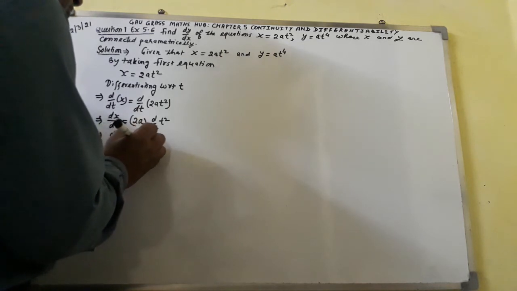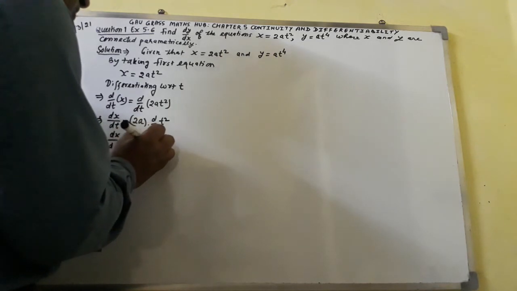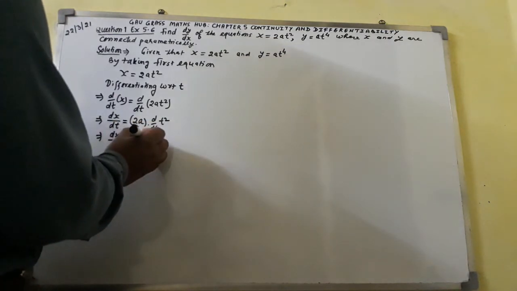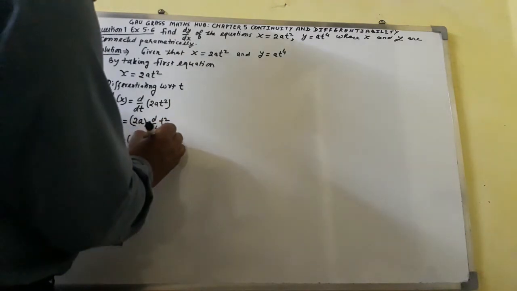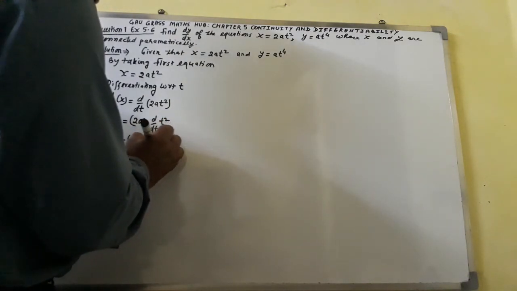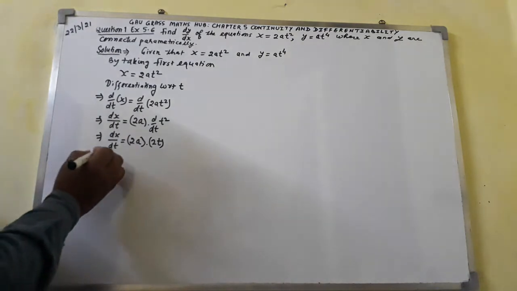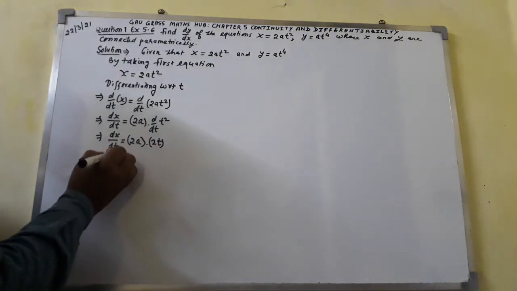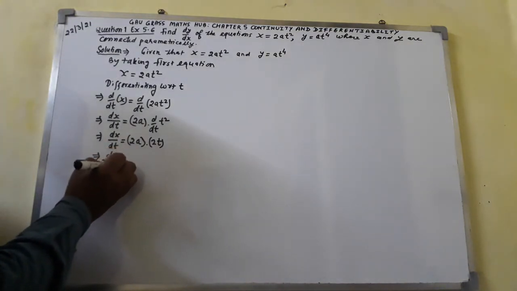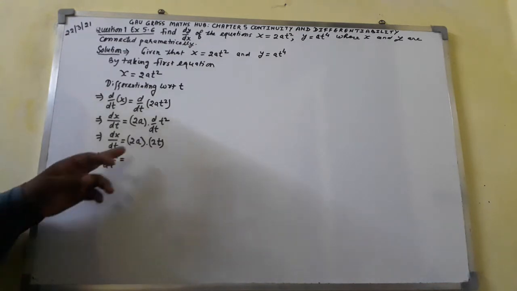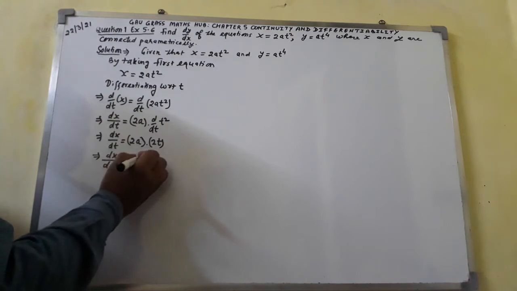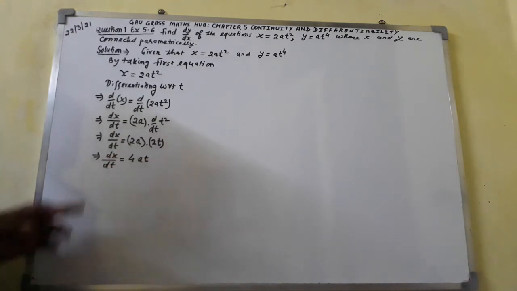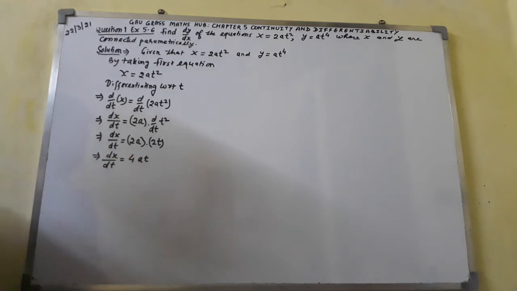We will get here dx over dt equal to 2a dot d over dt of t square, which comes out to be 2t. Implied that dx over dt equal to 2 multiplied by 2 comes out to be 4at. We will get here dx over dt equal to 4at. This thing you have got.